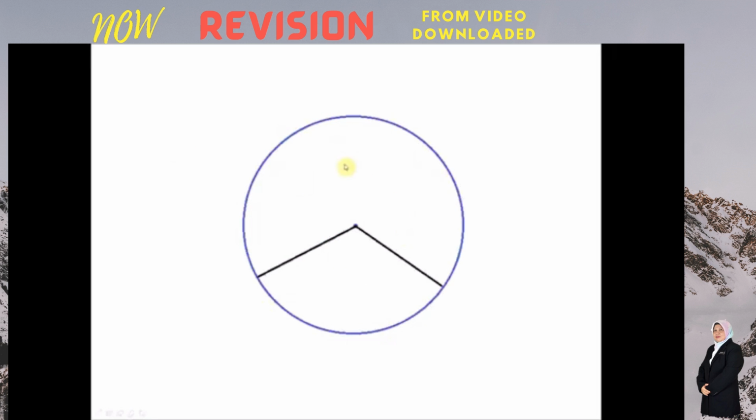Now we look at the third situation. Still the angle at the center here. Now we form another angle at the circumference. We start by measuring the angle at the center. Let's say we get 100. And then we measure this, we get 50, which is again half of the value of the angle at the center.